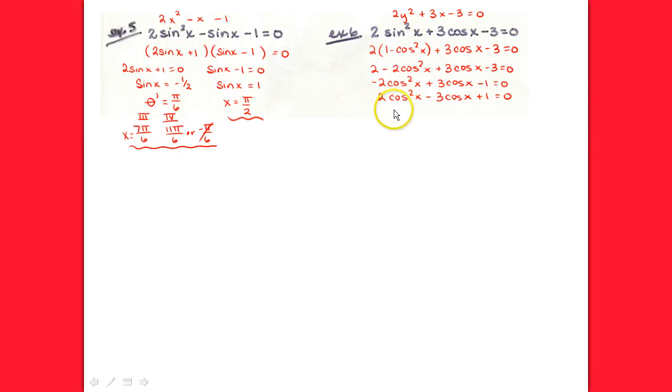2 cosine squared would have to be what times what? 2 cosine times cosine. Just like over here, 2 sine squared had to be 2 sine times sine. 2 cosine squared has to be 2 cosine times cosine. Alright, then I need something that multiplies to be a positive 1 and adds to be a negative 3. So what do I need? Negative 1 and negative 1. Perfect. Negative 1 and negative 1.